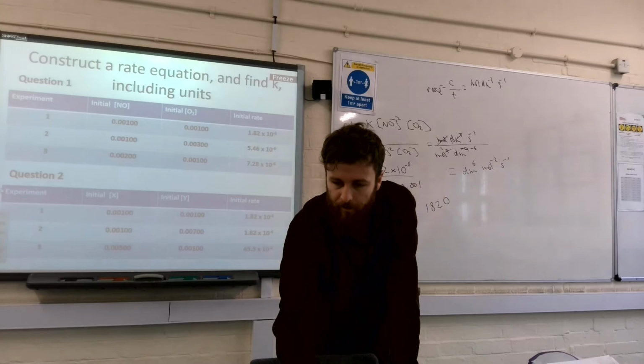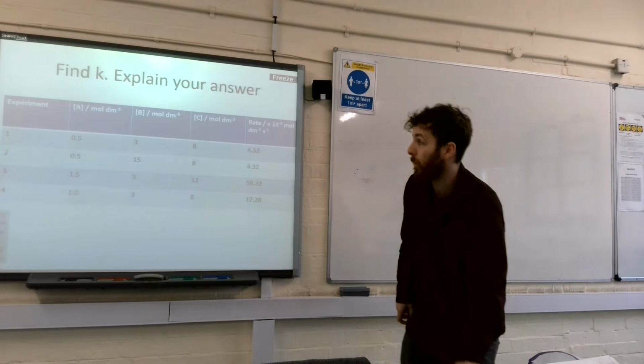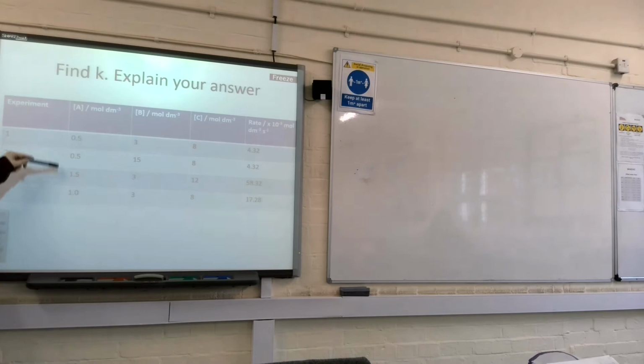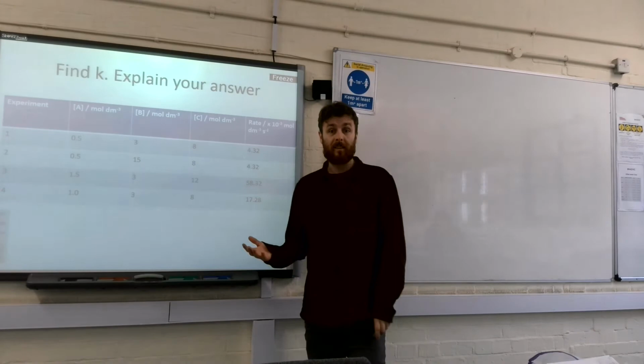Okay, so this one has an additional trick with it. If you were to find two experiments where only A changes, what two experiments are there where only A changes? Experiments 1 and 4? Yeah, so we can do an experiment where only A changes. What would be two experiments where only B changes? 1 and 2. What about two experiments where only C changes? There isn't, is there? So there's a problem here. Well, it's not a problem, it's just an extra thing we need to deal with. There aren't two experiments where only C changes.